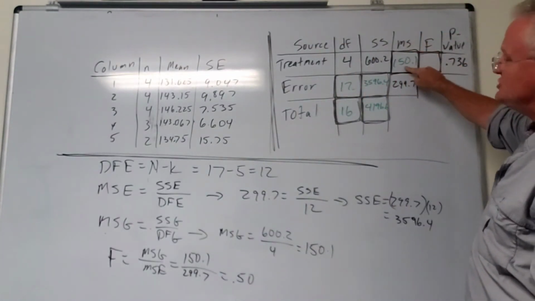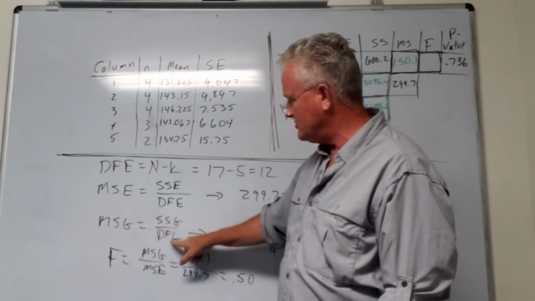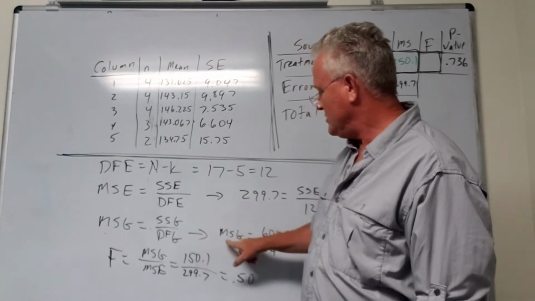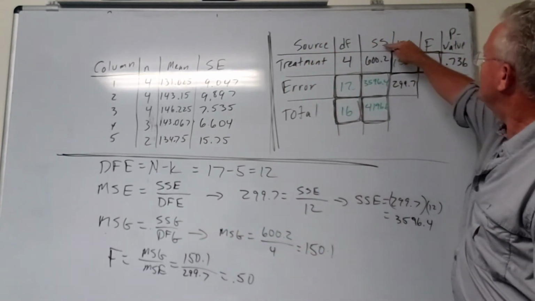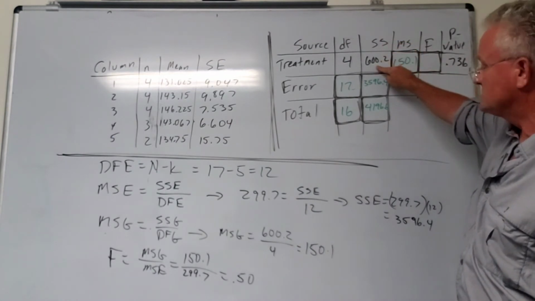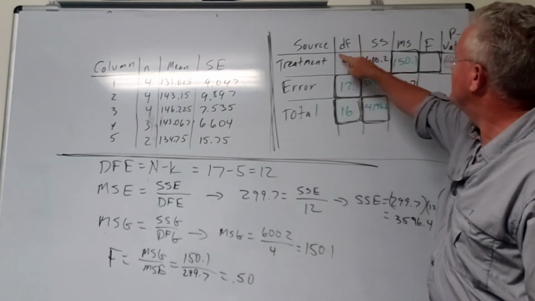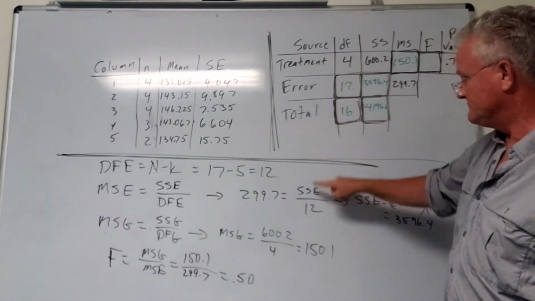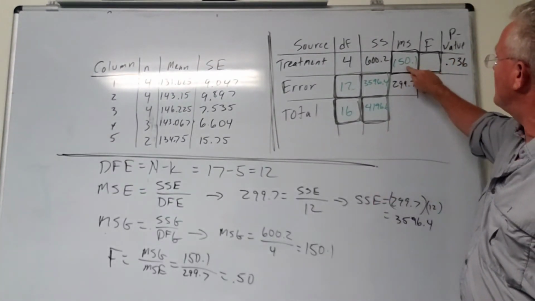And last, what is the second to last? What is the MSG? Well, the formula for the MSG is SSG over DFG. So the MSG is the SS for the groups, 600.2, over the degrees of freedom for the group, this number is 4. Get out your calculator and divide, we get 150.1.